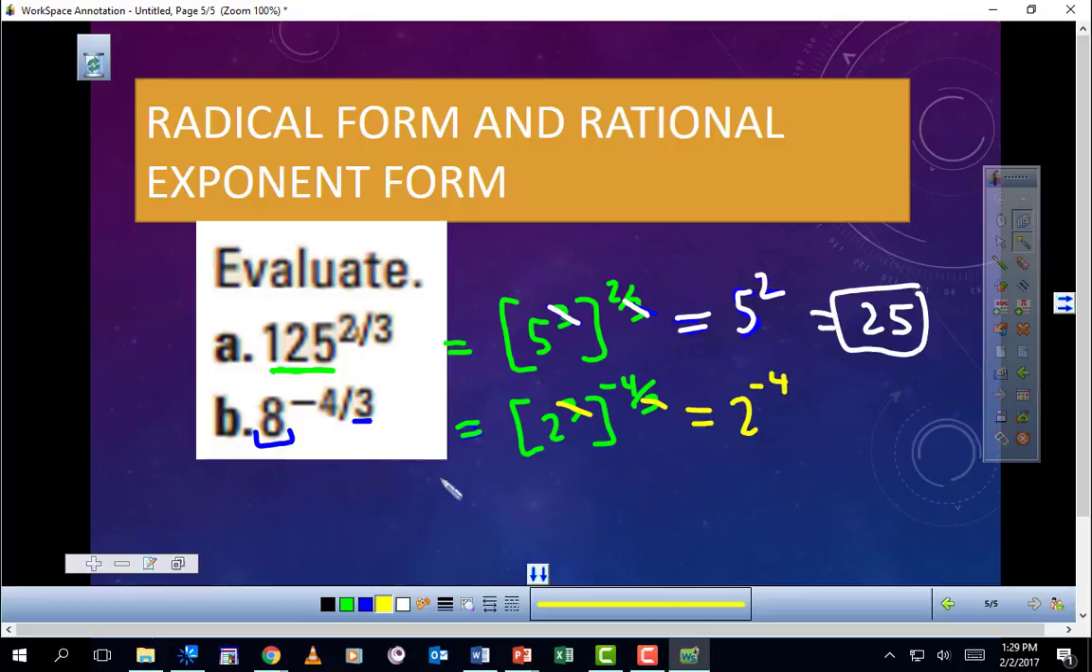Well, just as we were doing in chapter 2 when we were dealing with exponents, we will continue the same tradition. You don't want to have negative exponents. So we want to rewrite this as 1 over 2 to the 4th. And of course, that's 1 over 16. Okay? Well, now I think we're ready to start doing our study guide a little bit.